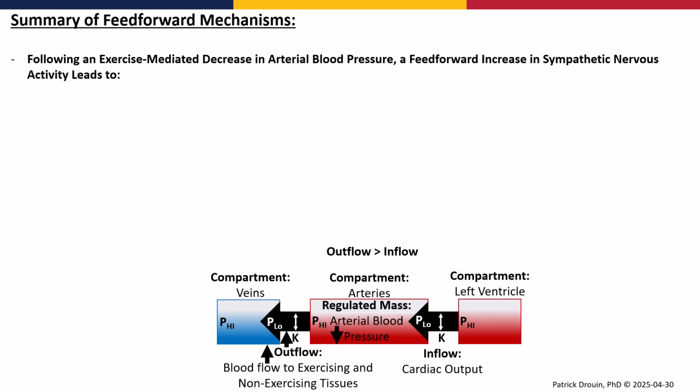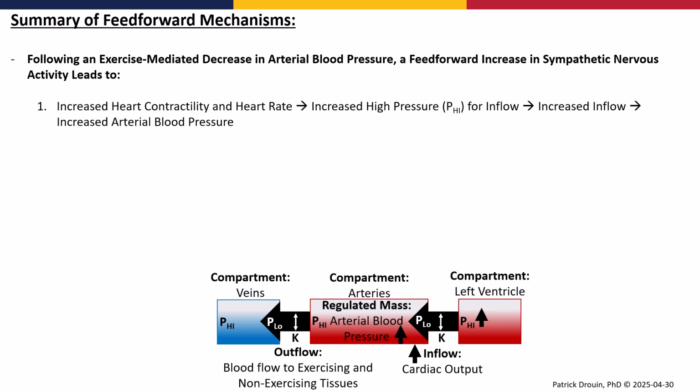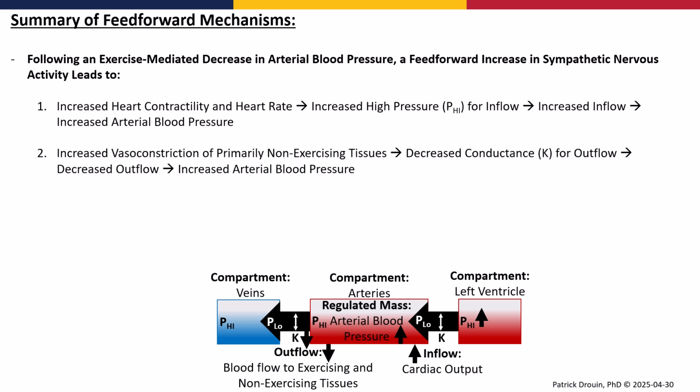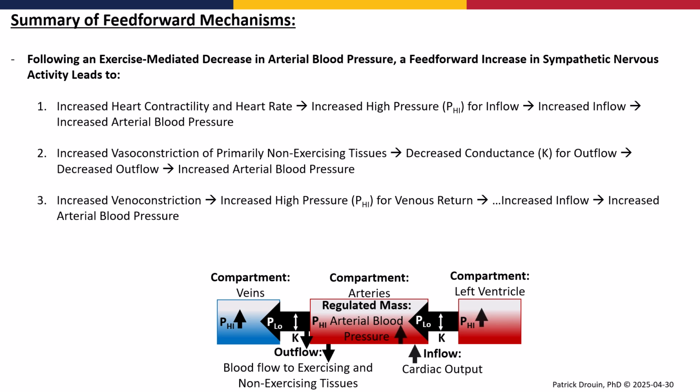In summary, following an exercise-mediated decrease in arterial blood pressure, a feed-forward increase in sympathetic nervous activity leads to increased heart contractility and heart rate, leading to increased arterial blood pressure by increasing inflow, increased vasoconstriction of primarily non-exercising tissue, leading to increased arterial blood pressure by decreasing outflow, increased venoconstriction, leading to increased arterial blood pressure by increasing inflow.